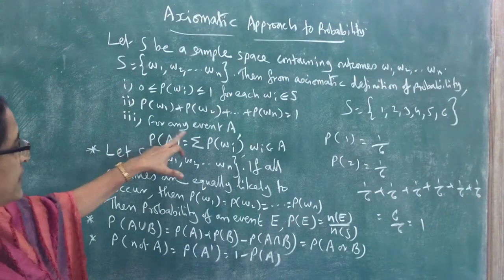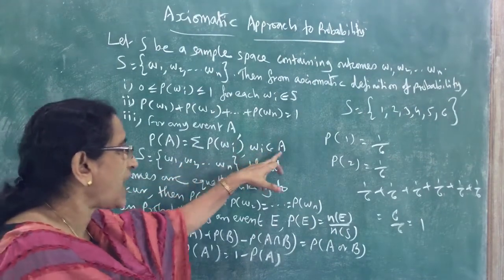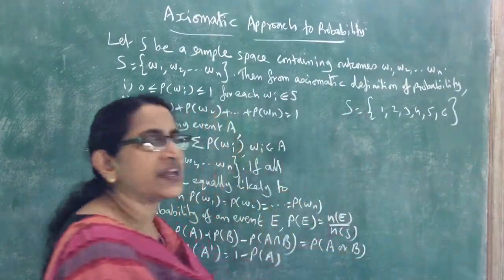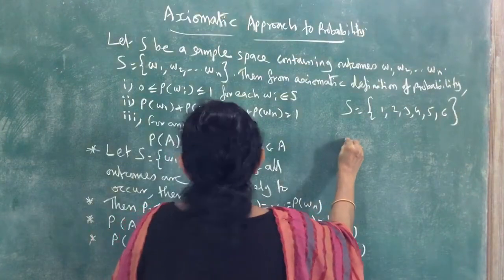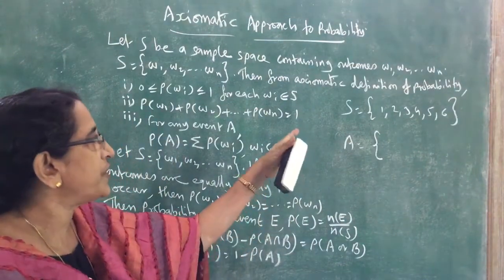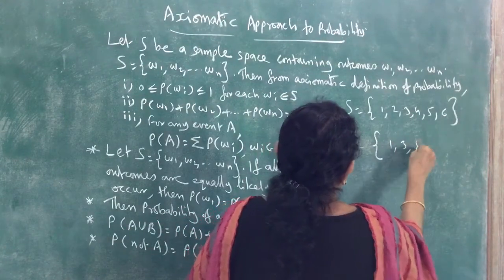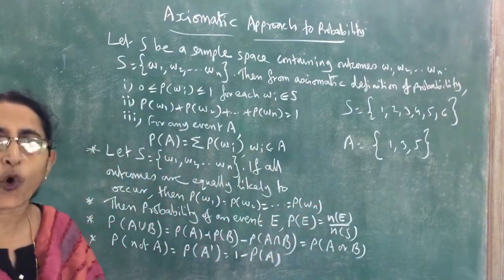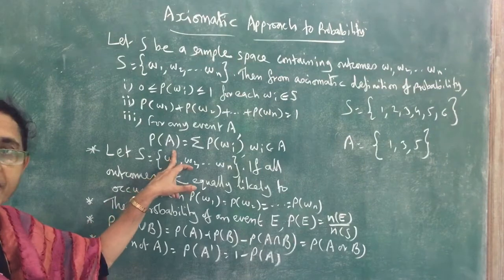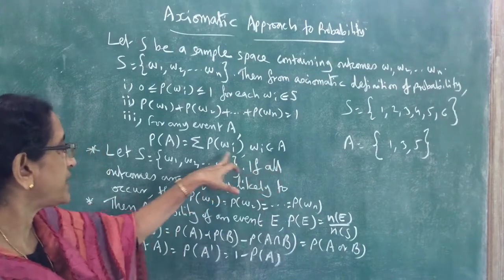Then third, for any event A, probability of A equals sigma probability of omega i, where omega i belongs to A. That is, consider any event. In the same experiment, consider the event A: getting an odd number. Which are the odd numbers? 1, 3, 5. So the event A is 1, 3, 5. Here it says that P of A equals sigma probability of omega i, where omega i belongs to A, so the elements of A.